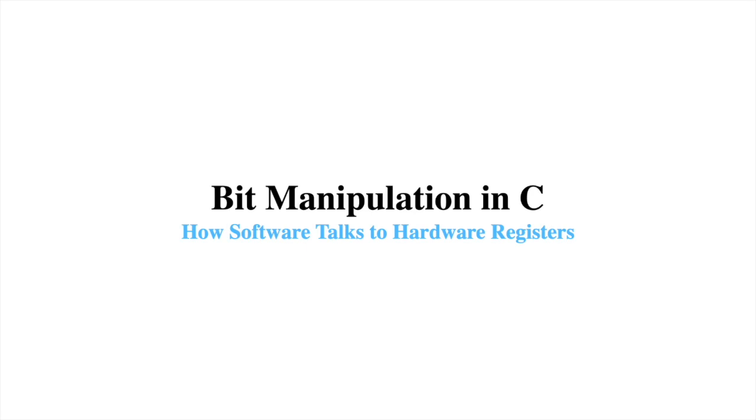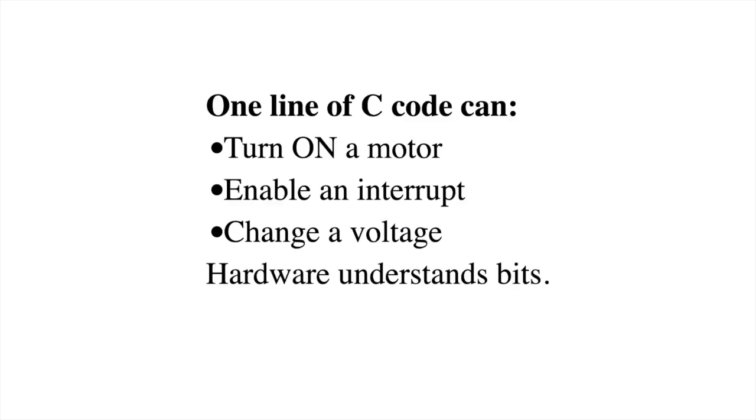In this episode, we are going to understand how software actually controls hardware, not conceptually, but at the level of bits, registers, and memory. If you want to write real embedded or systems code, this topic is foundational. A single line of C code can turn on a motor, enable an interrupt, or change voltage on a pin.